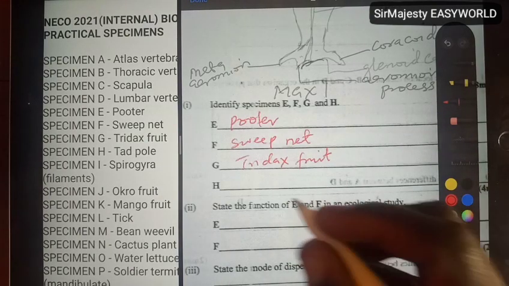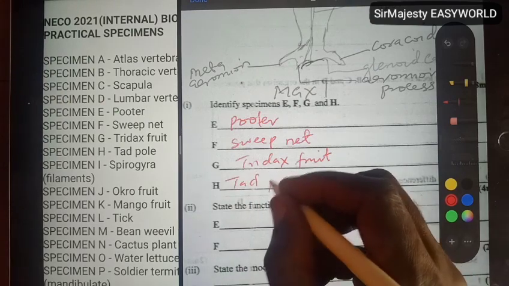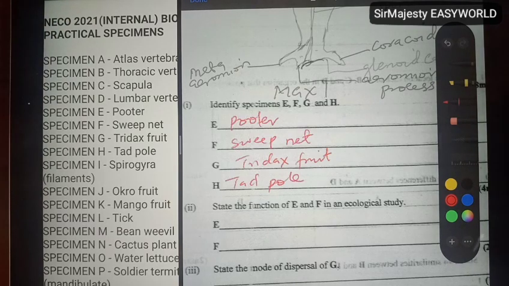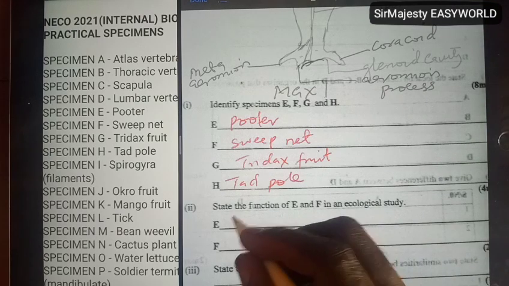So specimen H is copy direct, third pole. The next question says state the function of E and F in ecological study. Specimen E is actually a putter. F is also a sweep net. I think two of them have the same use in ecological study. It is used for collection of insects.